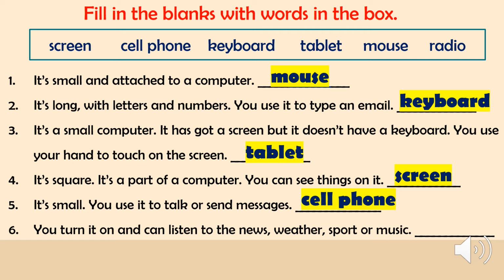And let's move on to the last one, number 6. You turn it on and you can listen to the news, weather, sport, or music. What thing can you use to listen to the news? Exactly, it's a radio. Okay, now let's count your points. How many correct answers have you got? I think you can do well with this one, right?